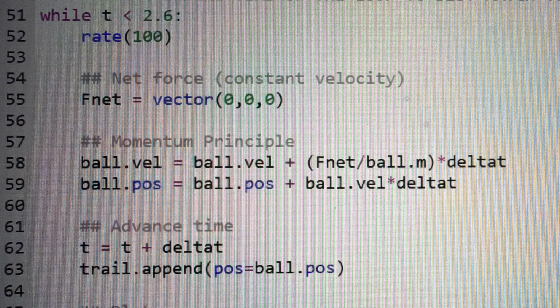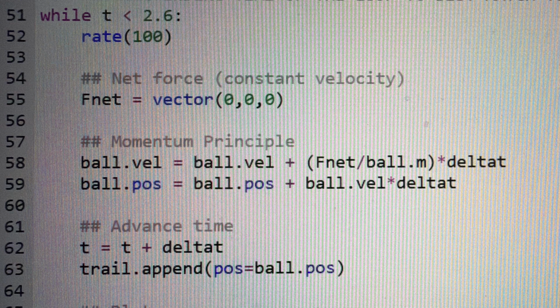For my code, I use a time step of 0.01 seconds to calculate the change in position. I created a calculation loop of 2.6 seconds to match my experimental time and then set the net force equal to 0. This causes the velocity to remain constant despite the velocity update equation being written into the code. The position is then updated using the shown equation.